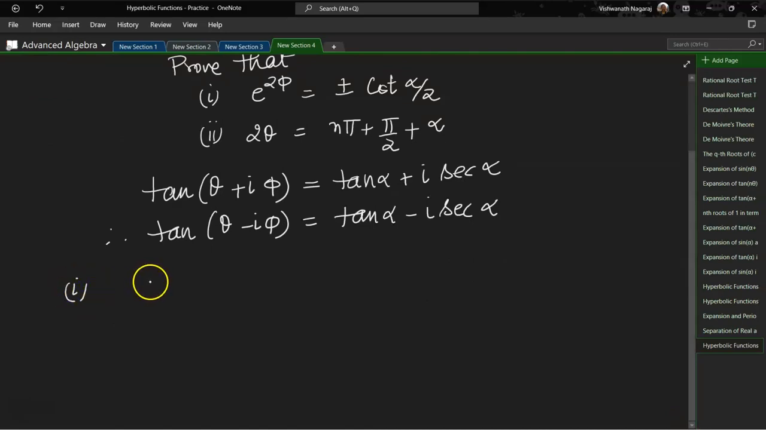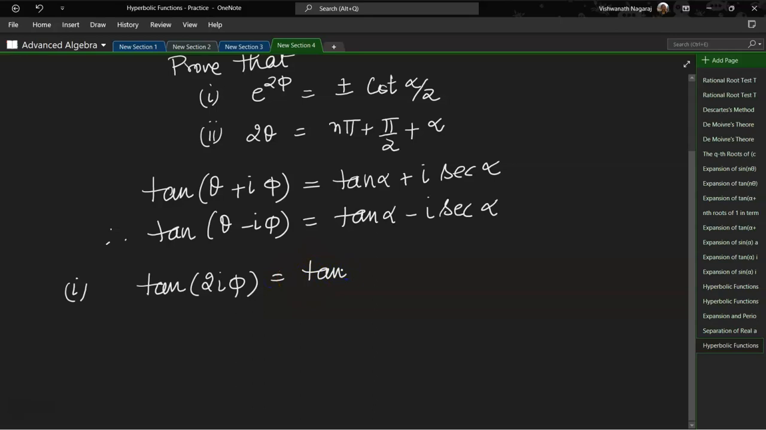Now what we are going to do is we are going to start off with tan 2i phi. Okay, now why are we starting with this 2i phi specifically? The reason is we are going to use hyperbolic functions, right? And we have certain definitions based on which we will require i. Okay, so let's proceed.